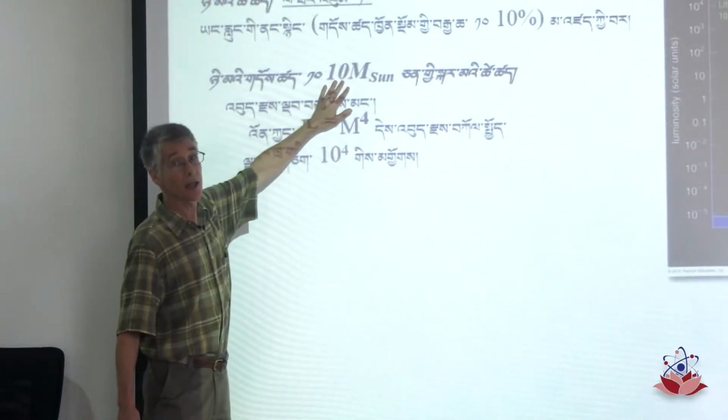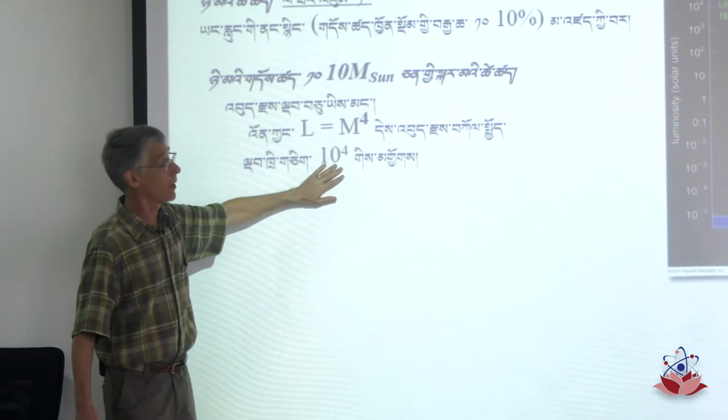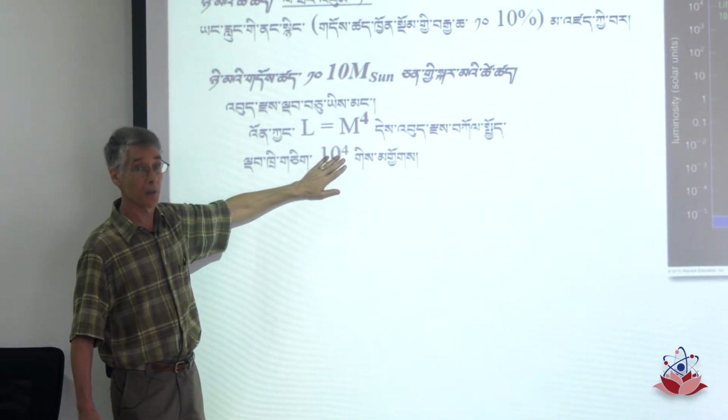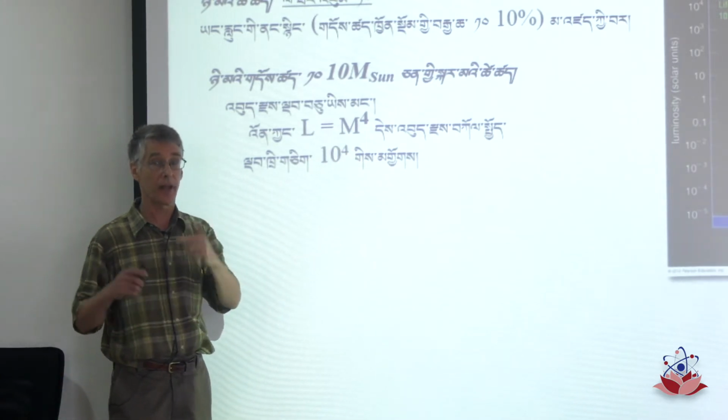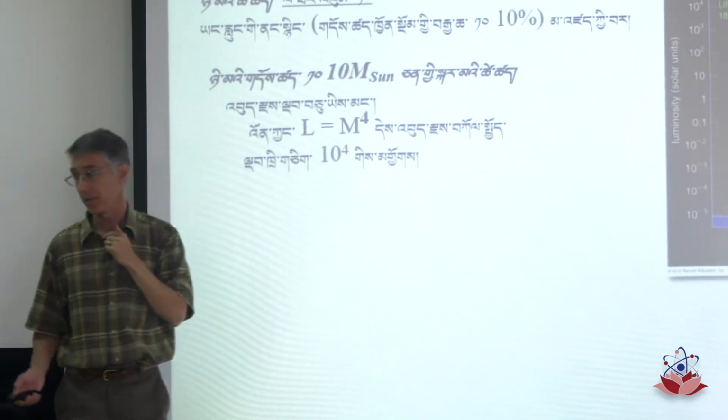So 10 times as much fuel divided by 10,000 times the rate of burning the fuel means that the star will last only 1/1000th as long as the sun.